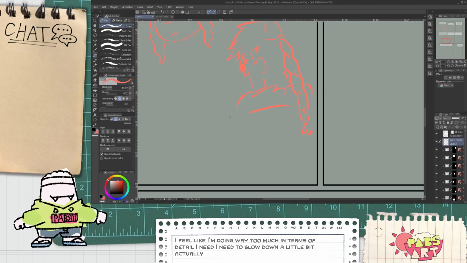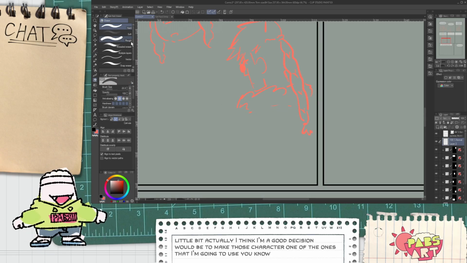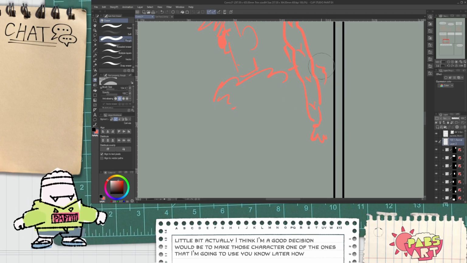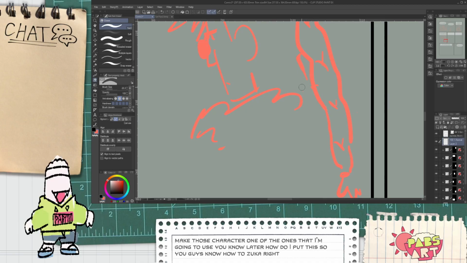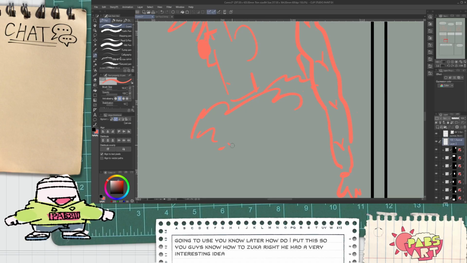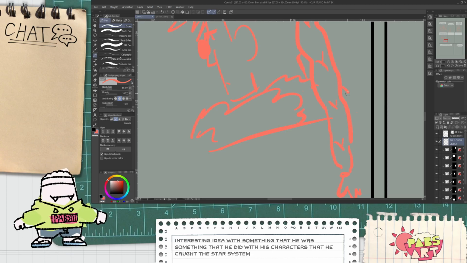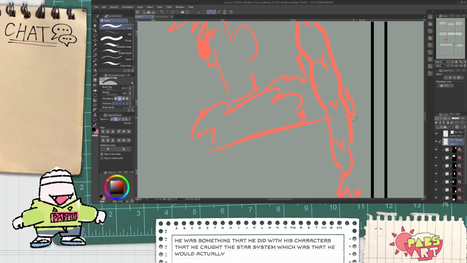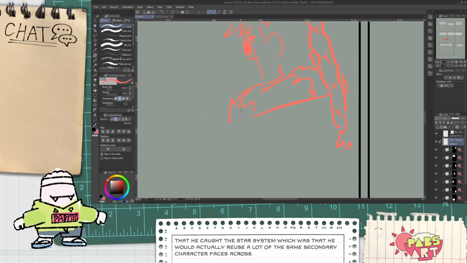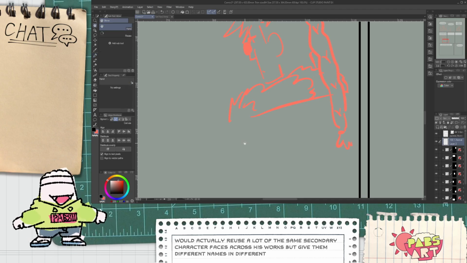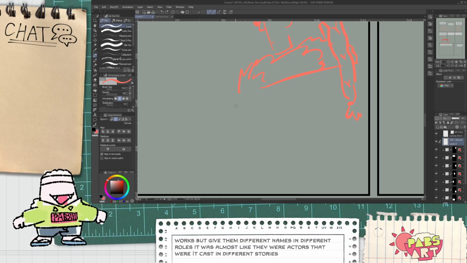Actually, I think a good decision would be to make this character one of the ones that I'm going to use later. How do I put this? So, you guys know Osamu Tezuka, right? He had a very interesting idea with some of his characters that he called the star system, which was that he would reuse a lot of the same secondary character faces across his works, but give them different names and different roles. It was almost like they were actors that were cast in different stories at different times.